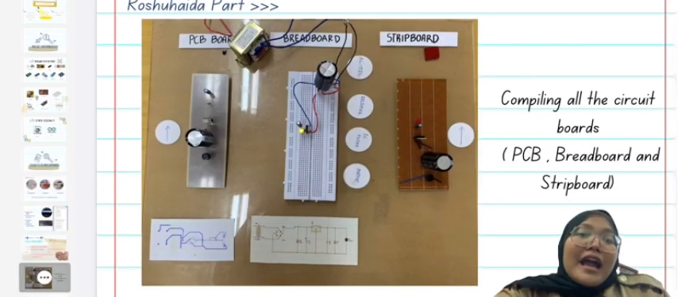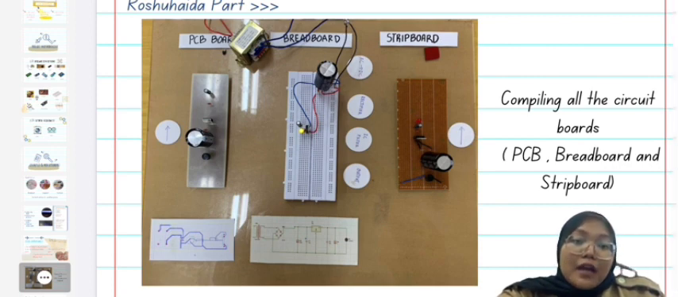This is my part. I compiled all the circuit boards, PCB, breadboard and strip board, onto one board. I also made a PCB layout and printed the schematic so that the panel or the audience will understand our final year project. I also labeled the AC to DC part, the rectifier, IC filter and the output part, so the panel will better understand our project and the flow in a circuit board.